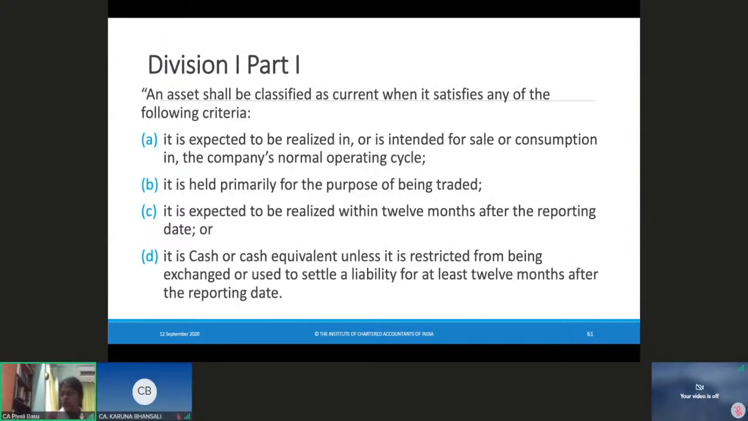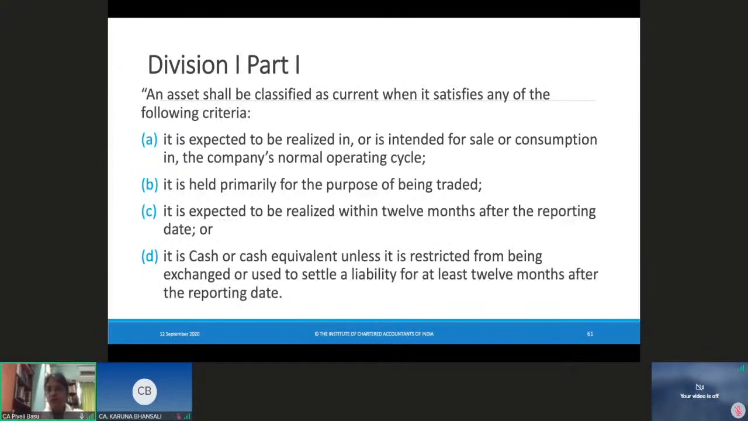Generally, as you said, Jose, yes, it is 12 months. And if it is primarily held for the purpose of being traded, yes, we consider it a current asset, but we have to see that it is realizable, it will be traded within 12 months, and then we can consider that as a current asset. Cash or cash equivalent, okay, cash and cash equivalent, if it is restricted from being exchanged or used to settle a liability for at least 12 months after the reporting date.